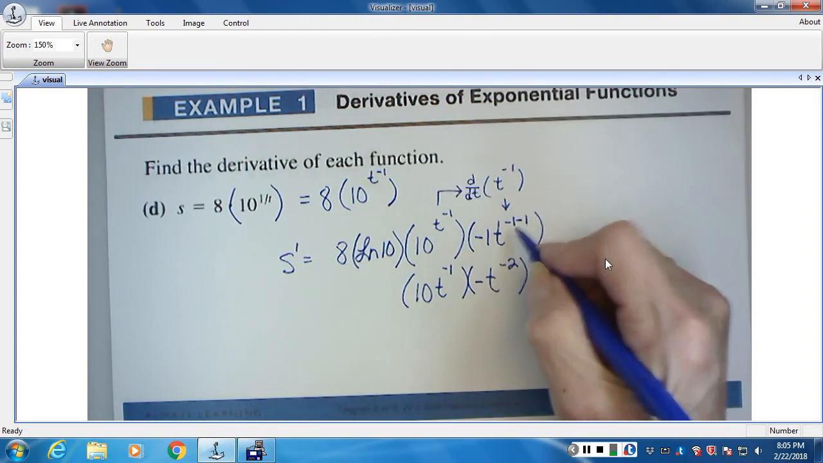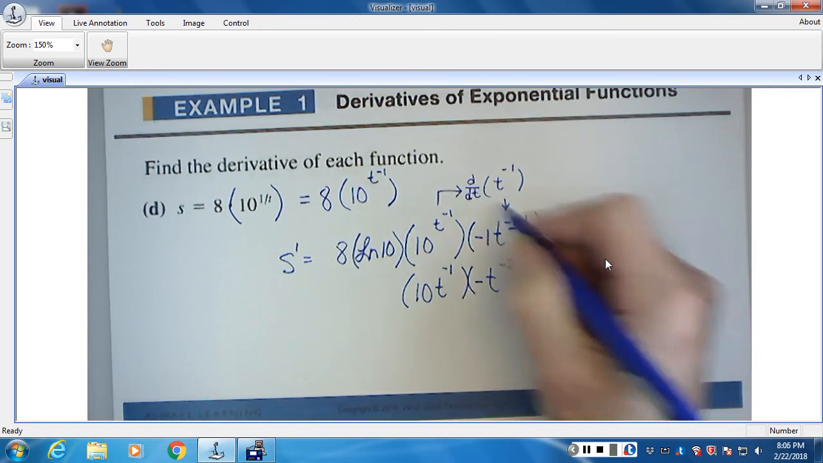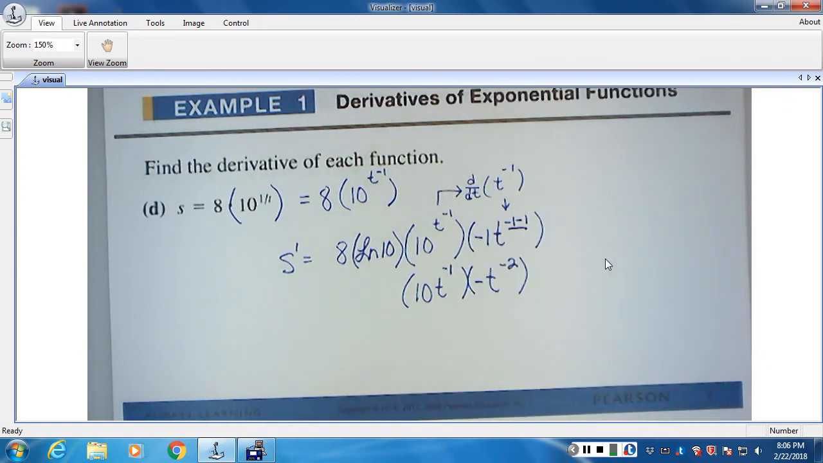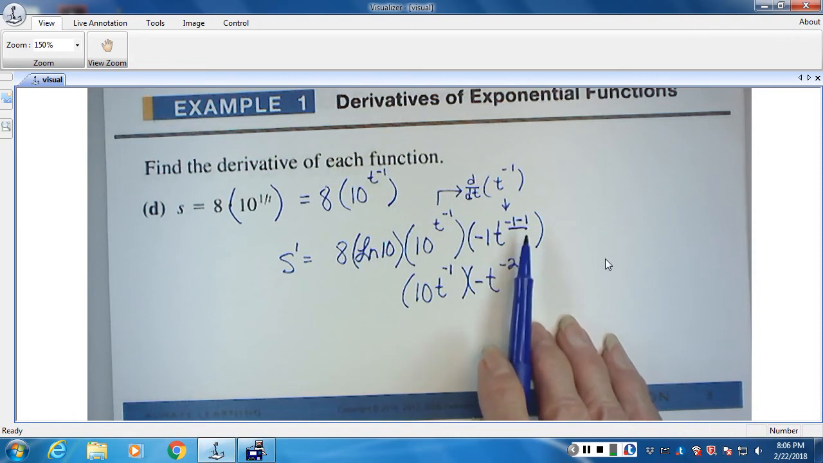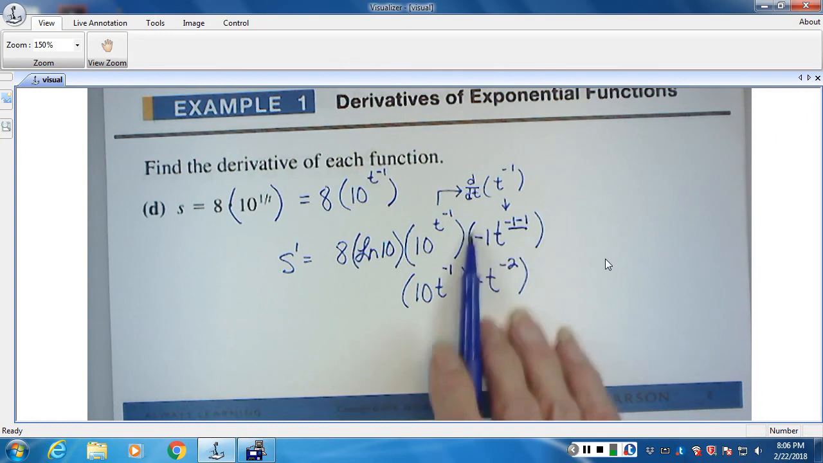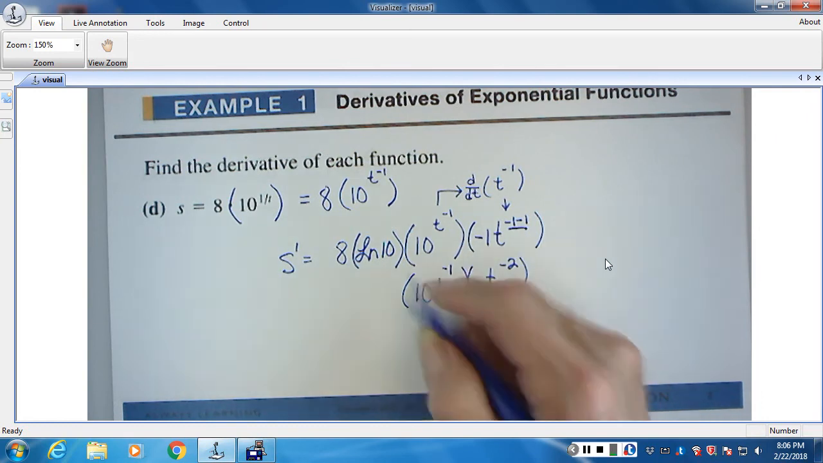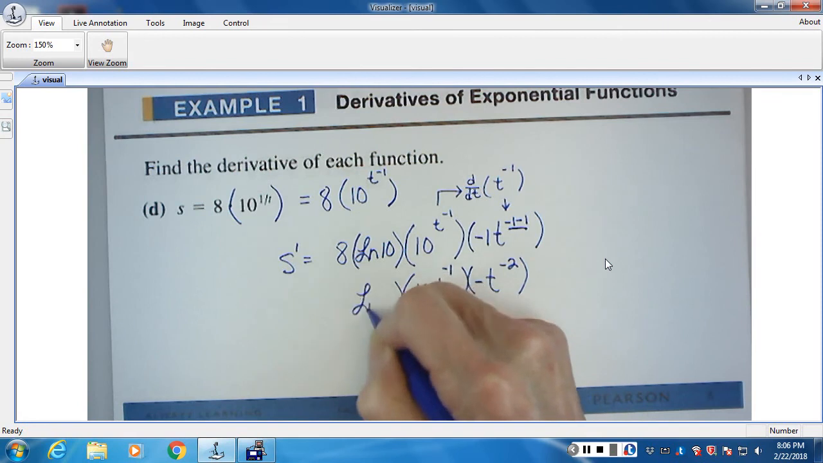Well, I'm just trying to show you that what you're doing is you drop your power down in front and then you subtract 1 from it. That's the power rule. Most of the time you do this part in your head. But just to make sure that everybody remembers this power rule, you're bringing it down in front and then you're subtracting 1 from it. There's the power rule. Everything else stays exactly like it was.